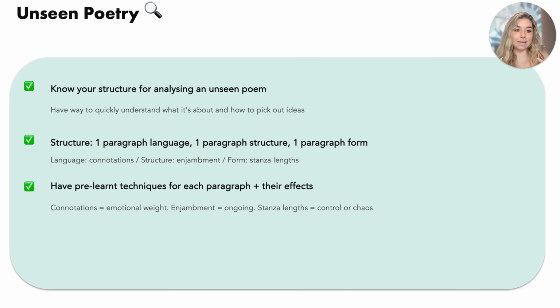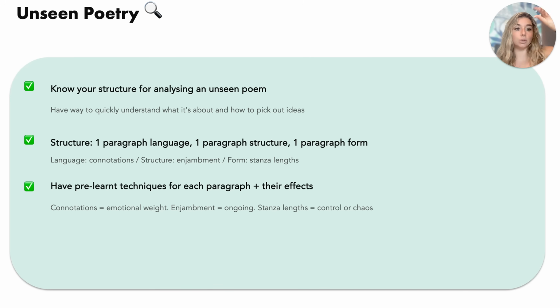And then stanza lengths, one of the effects I could pre-learn is it either shows control or chaos. So for example, if the stanzas are all the same length, let's say for example they're all 3 lines, 3 lines, 3 lines, it could show control. And then again, I would link it to whatever the poem's about. If the poem is about love, maybe it shows that the speaker is trying to control their love, or shows that they're trying to have a sense of control.